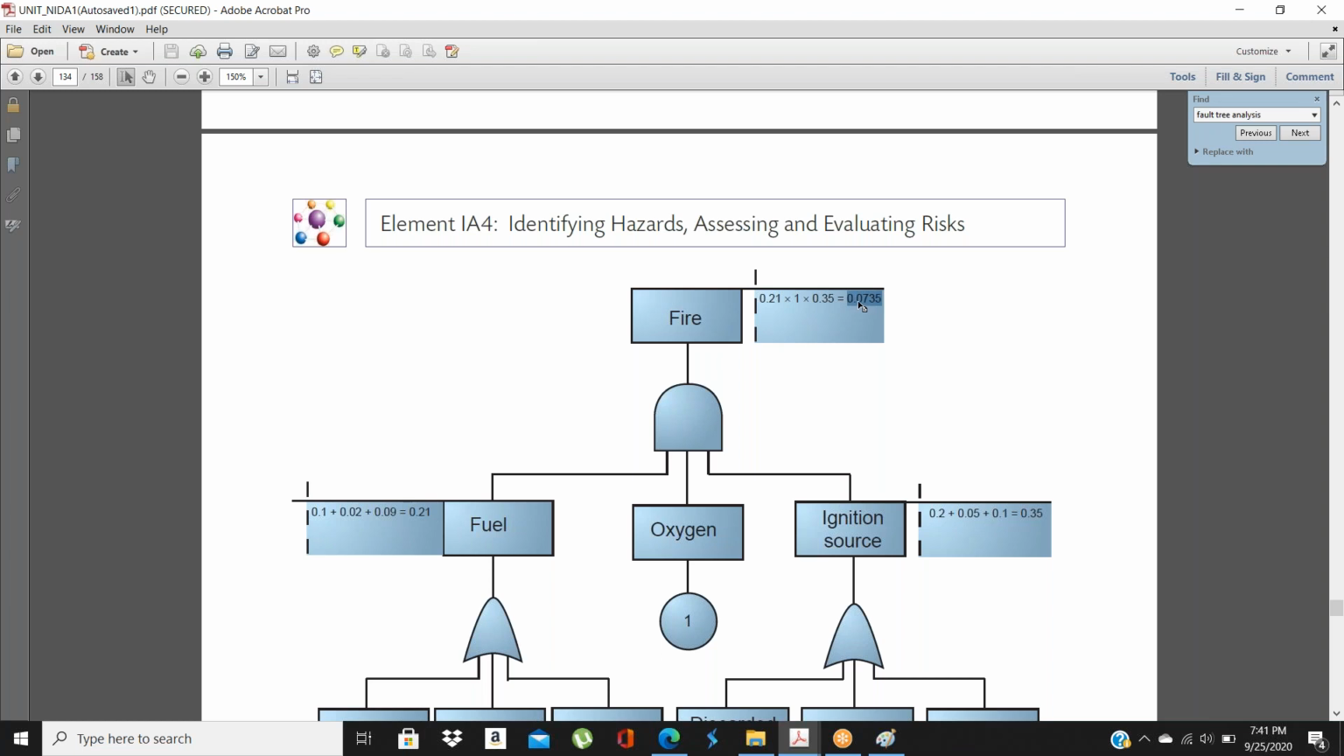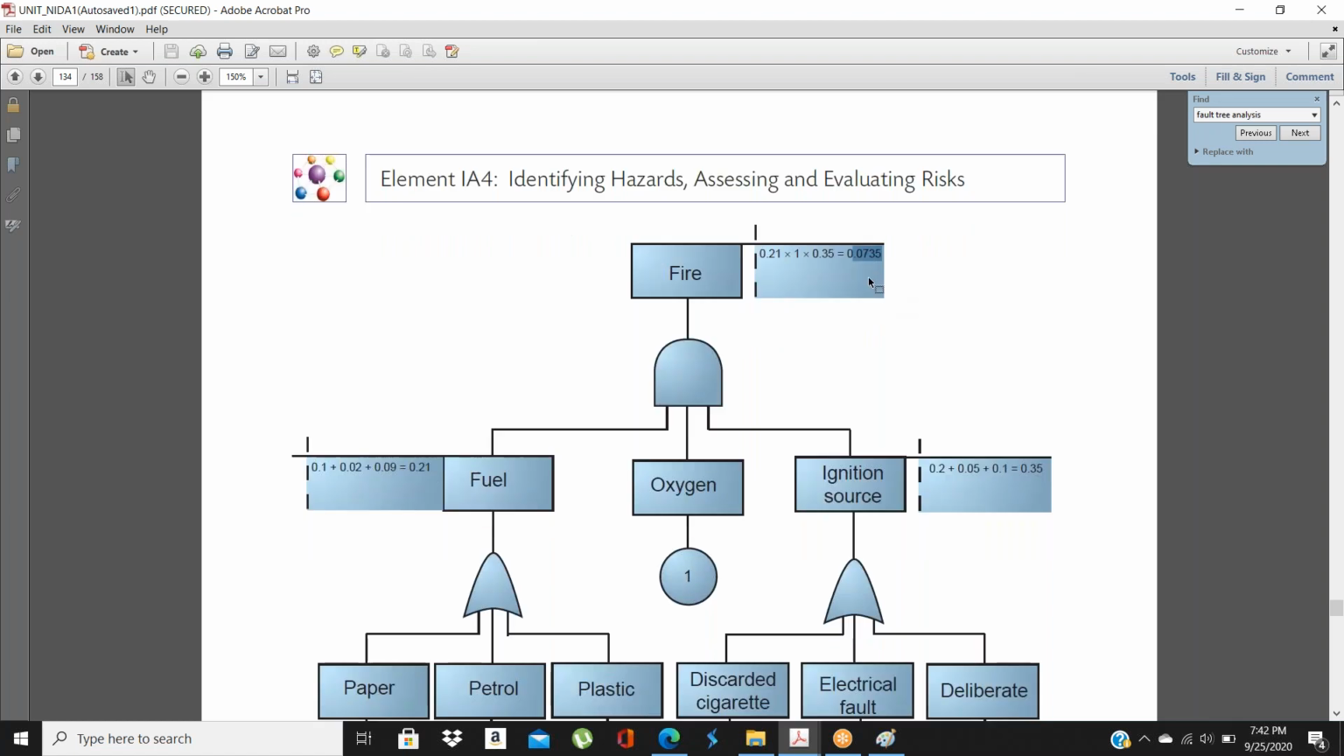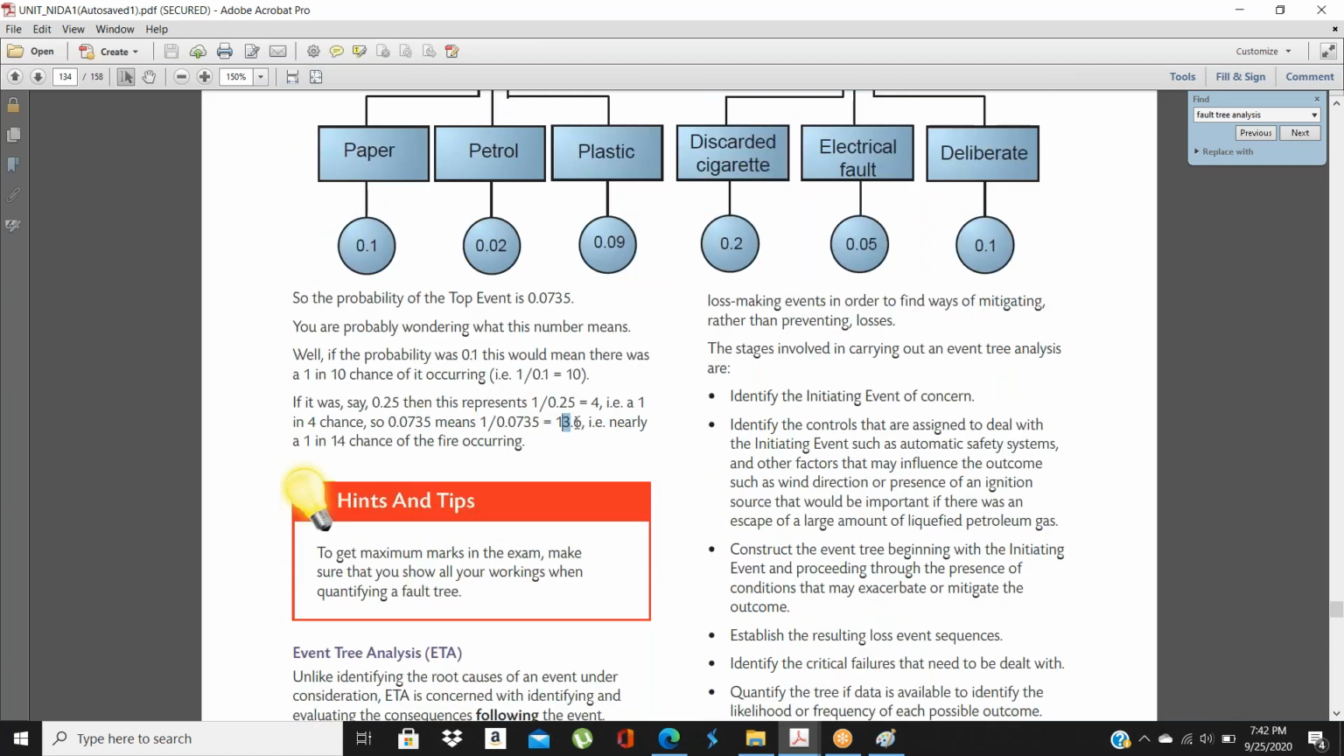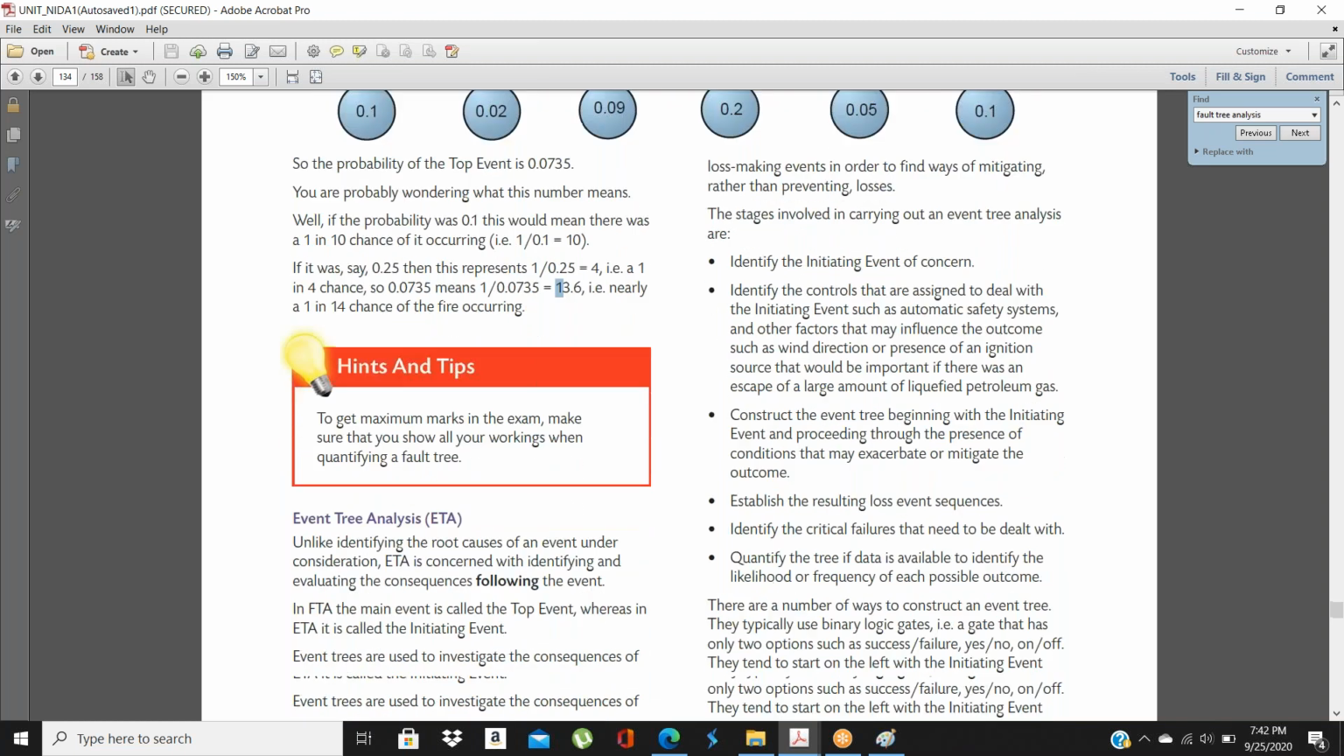Yes, yes. We need to divide it by 1, so it means that in one charge this much, so now we need to convert that. How? Let's suppose we divide 1 by this, it will give 13.6 chances, 0.6 is not occurring, so 14 chances. If this event occurs 14 times, there will be 1 fire. So this is the quantitative analysis.